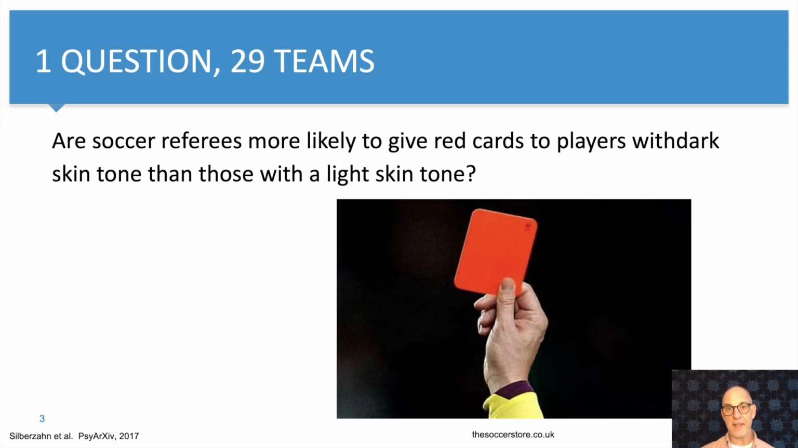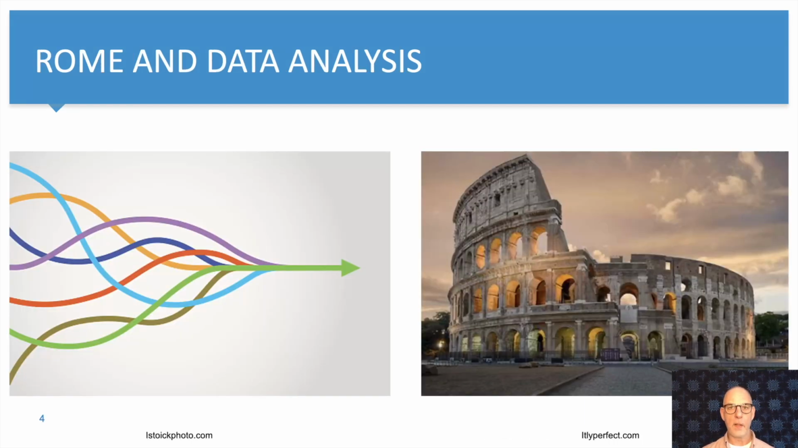29 different data analysis teams were asked to address exactly the same research question, and this research question was whether or not referees were more likely to give a red card in soccer to players with a dark toned skin compared to players with a light toned skin. It would not be surprising that each of these 29 teams came up with their own approach. In other words, there are many different ways that lead to Rome.